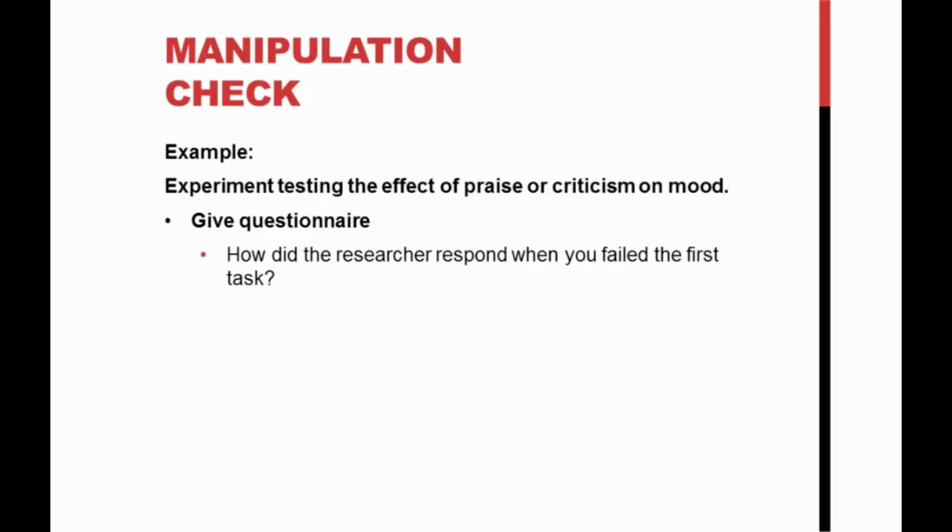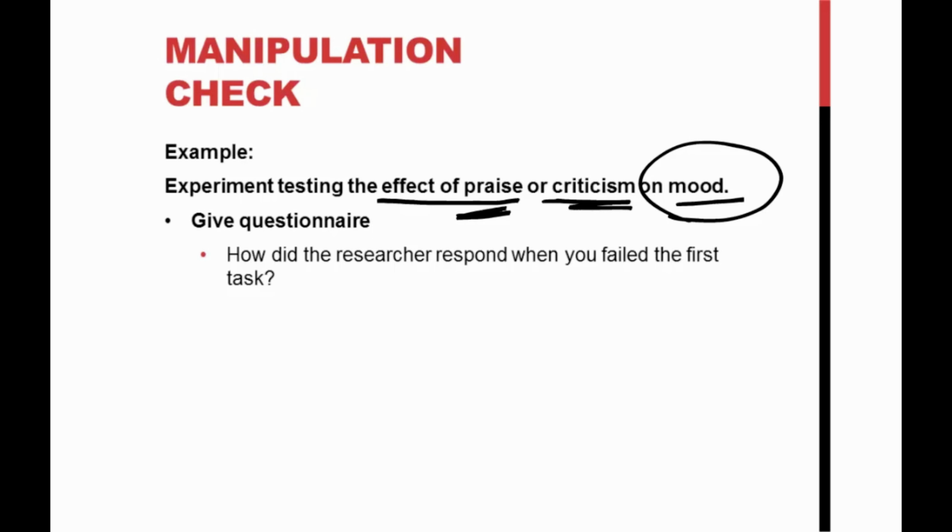Let's give an example of how you could do this. Let's say that you were doing an experiment testing the effect of praise or criticism on mood. So the dependent variable here is mood. The independent variable here would be type of feedback with 2 levels, praise and criticism. Now, you probably have some sort of measure or scale that's validated for testing mood, but how do you know that your participants actually registered that they were being praised or that they were being criticized?